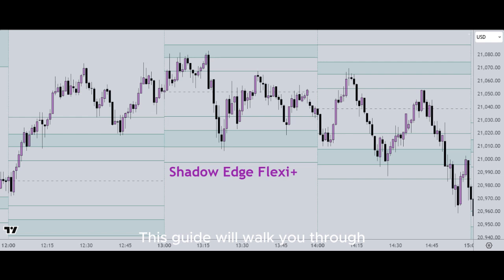This guide will walk you through how Flexi Plus draws clarity from chaos, and how we as a community use it to grow, question, and share. Whether you're here to learn the basics, refine your setups, or just get inspired, you're in the right place. Shadow Edge Flexi Plus is a comprehensive price action analysis tool that provides valuable insights into market structure and potential price movements through higher time frame analysis.